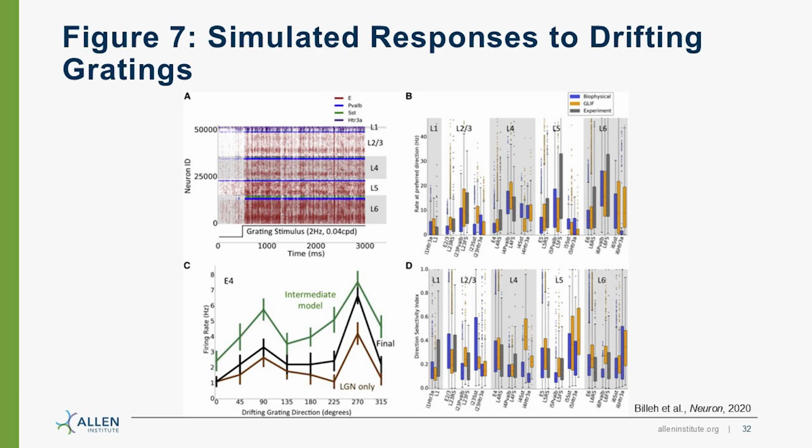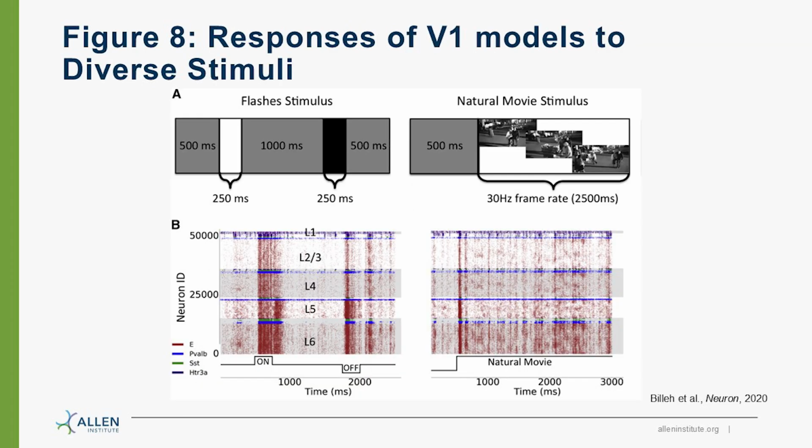The output we're trying to recreate here is figure 7 from the paper. We provide a drifting grating, and we can compute the firing rates of each neuron and the direction selectivity. As well as figure 8, where we can provide different types of stimuli to the model. For example, in response to the full field flash, you don't get any sort of runaway excitation behavior. The model still behaves normally, and it also behaves realistically in response to natural movie stimuli.